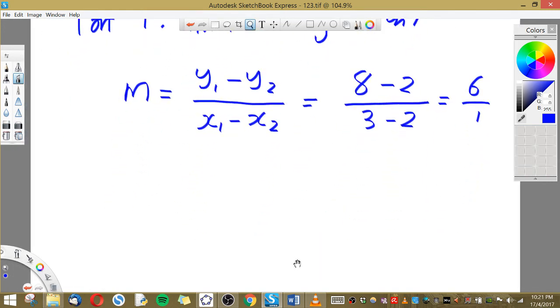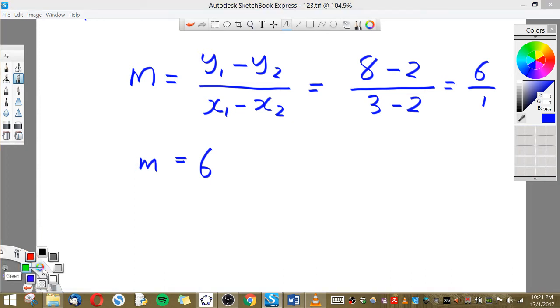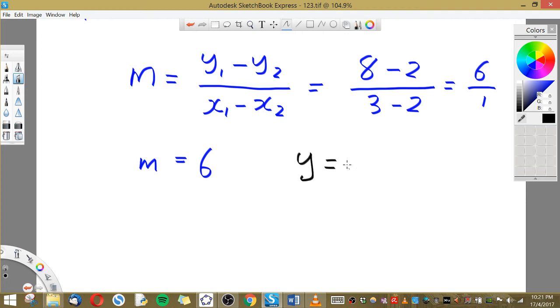Okay, so we found the gradient. The gradient is 6 as shown by our calculations. So now I can write the incomplete equation of a line. Okay, why do I say incomplete? Let's go back and revise the general form first. The general form of the equation of a line is y equals mx plus c.